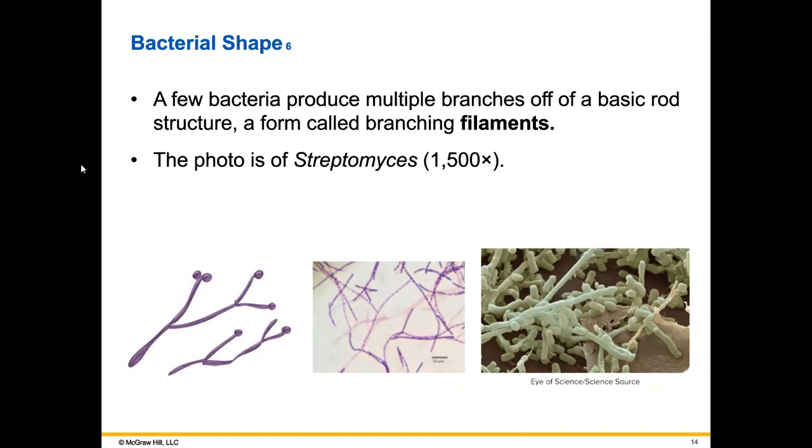Okay, so moving to our next shape, we have filamentous bacteria, where they kind of look like, I would say, thread-like. This shows you an illustration of one. You can see how it has these branching points, and this would be an actual image seen under the light microscope. This is a picture of a bacterium called Streptomyces.